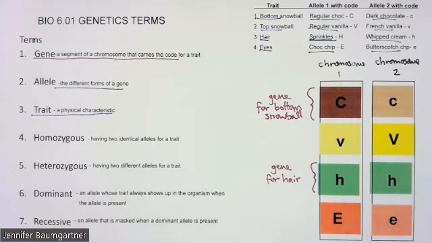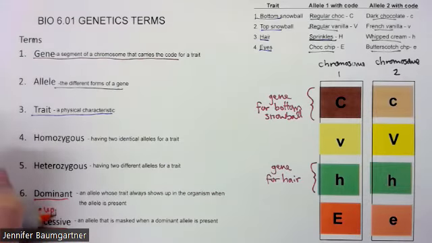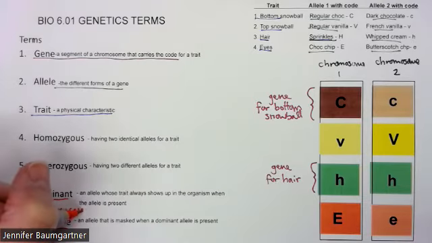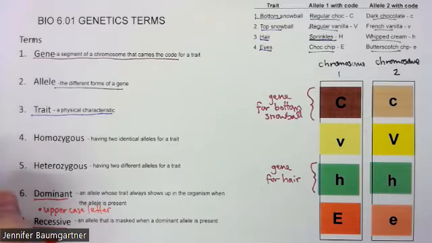So what about those, which one shows up? Well, now we're talking about dominant or recessive. Dominant is an allele whose trait always shows up in the organism when the allele is present, and recessive is an allele that is masked when a dominant allele is present. So what we do with the dominant is we'll represent it with an uppercase letter, and we represent the recessive with a lowercase letter.